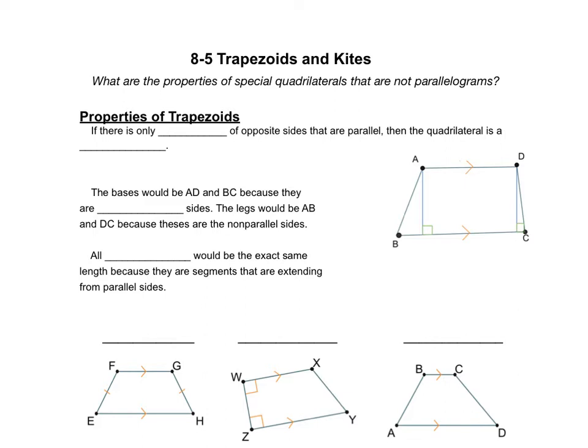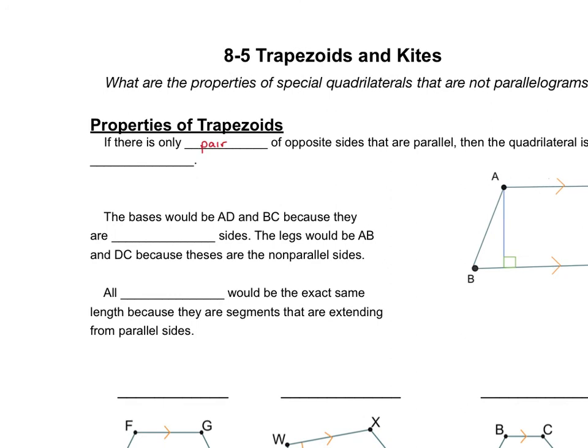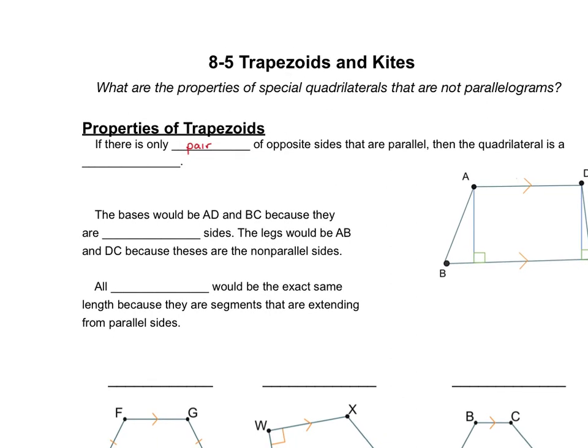So if there is only one pair of opposite sides that are parallel, then that quadrilateral is going to be a trapezoid. So again, if there is only one pair of opposite sides that are parallel, then the quadrilateral is a trapezoid.